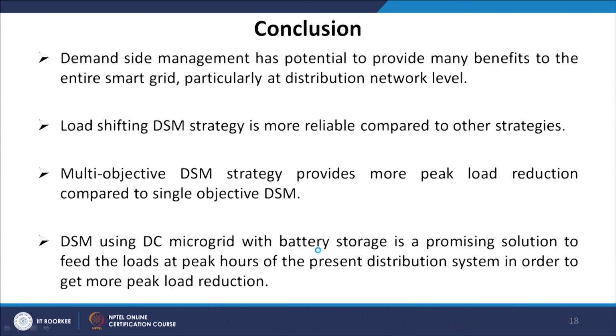DSM using DC microgrid with battery storage is a promising solution to feed the load at peak hours of the present distribution system in order to get more peak load reduction. Means during off peak hours, the battery can be charged and discharged during peak hours, so that the energy that you take towards your consumers from the utility side will be reduced, because the excess peak requirement can be met locally by the battery, and so there is a huge reduction in peak requirement, and that is only possible with the presence of smart grid.